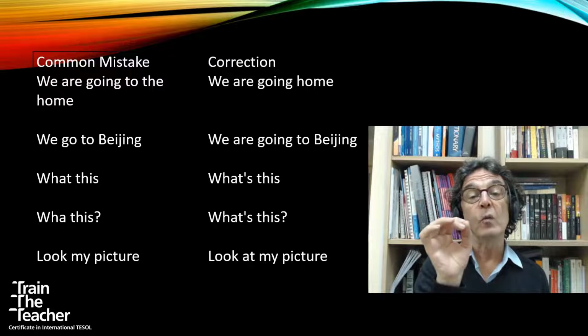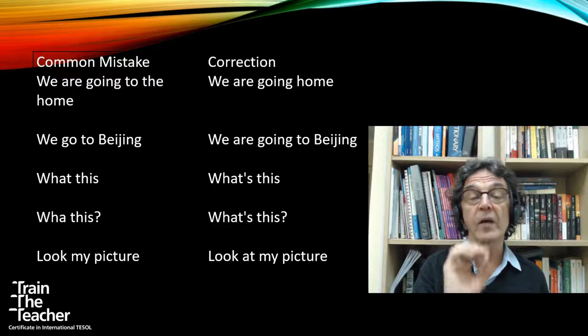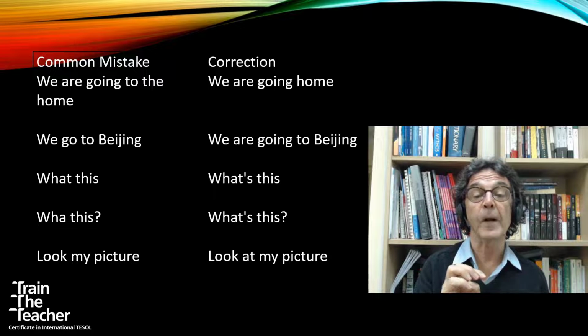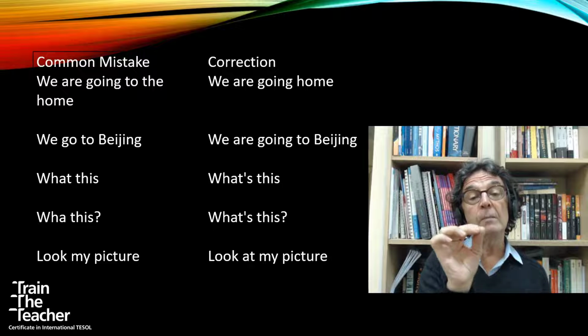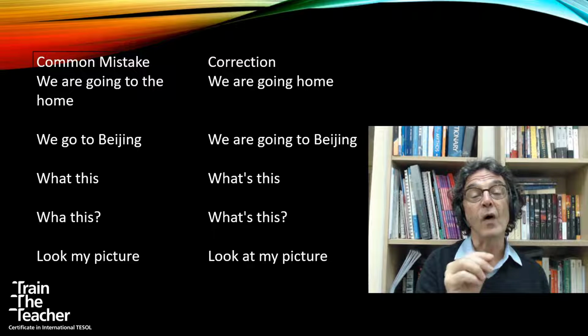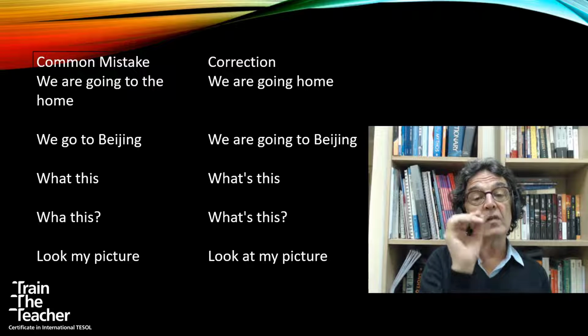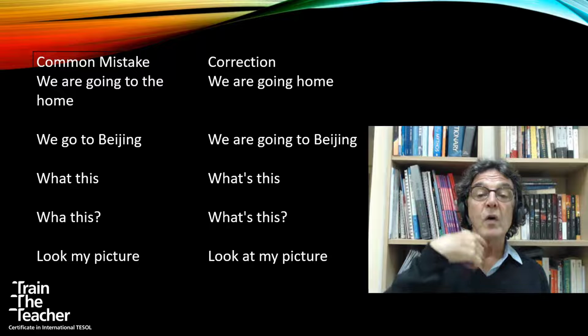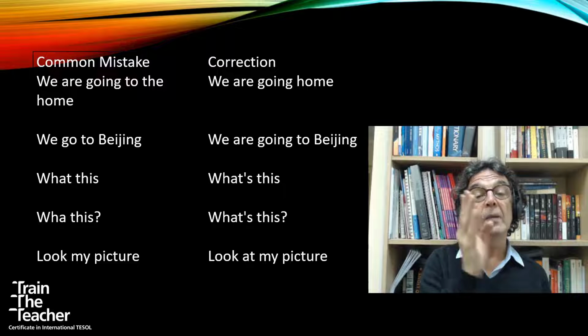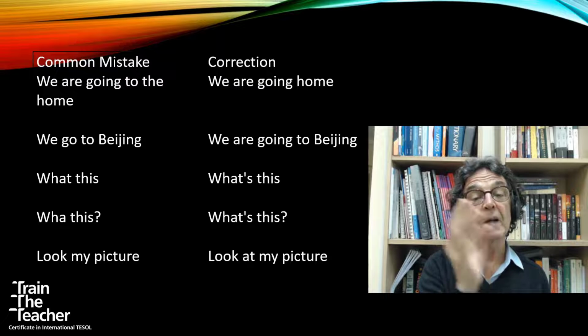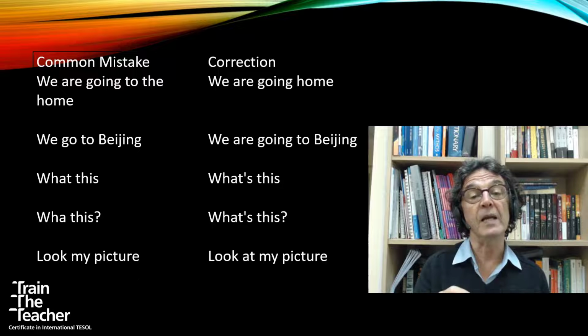Okay, next we go to Beijing, and the corrected one is "we are going to Beijing". Of course, you can say "we go to Beijing", but it means one of two things, or maybe more. One thing "we go to Beijing" means is this is what we regularly do. So we go to Beijing in the summer, yeah? We go to Beijing in October. It means that's what you do with some regularity. So that's meaning number one for "we go to Beijing".